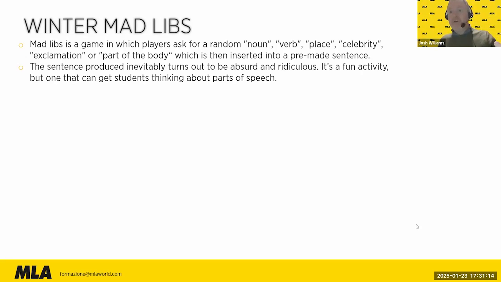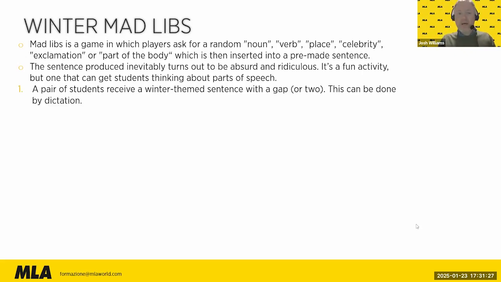Now, before you say that sentence, you elicit from the students, tell me a part of the body. And a student says, I don't know, ear. And then you say, read out the sentence. I had a very sore ear, so I couldn't go jogging. Obviously, it's absurd. But what you can do is a pair of students receive the winter theme sentence with a gap. Can be two gaps.